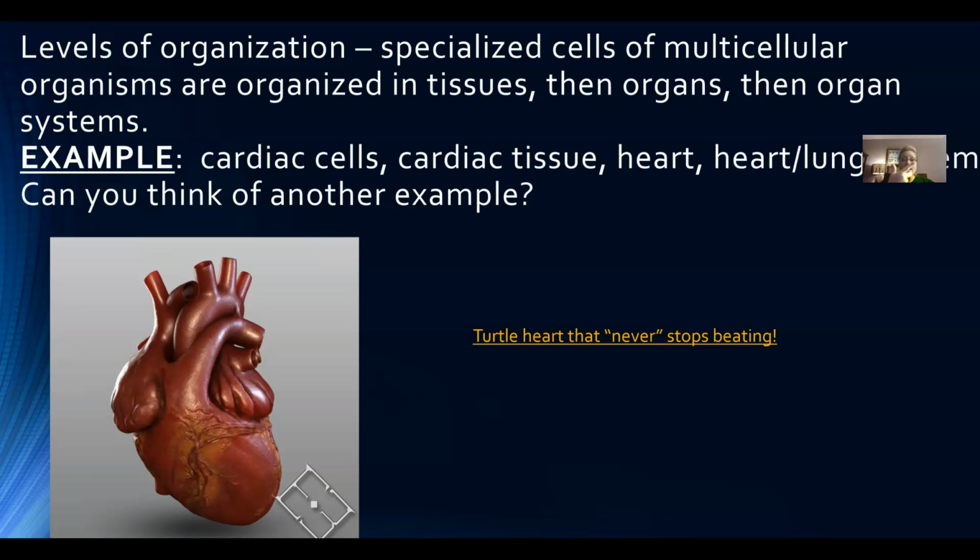So your heart and your lungs are the cardiorespiratory system. And you've also got, let's say, your endocrine system and your circulatory system. Those two organ systems work together to get your white blood cells to where they need to be in different parts of the body. You've got your digestive system and your circulatory system, lots of different organs that work together.